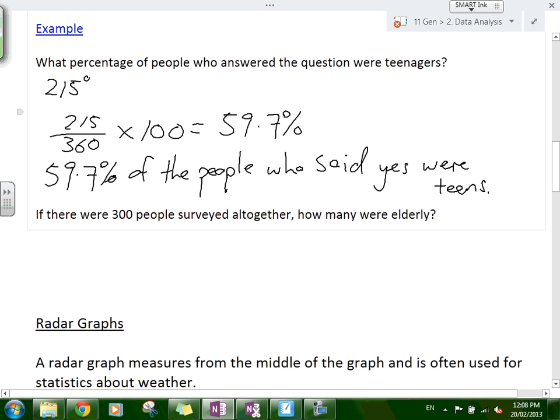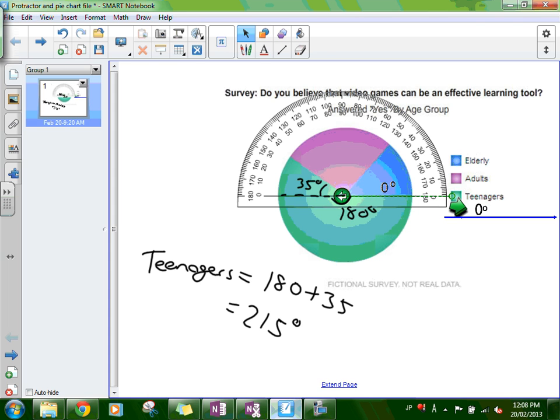Okay, and if there were 300 people surveyed altogether, how many were elderly? Right, so if there's 300 people, how many are elderly? So we have to go back to our little protractor here. Elderly is the blue, so we need to measure this. And so it's about, let's say, 47 degrees. 47 degrees is elderly.